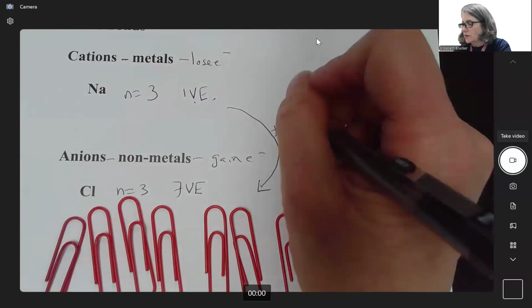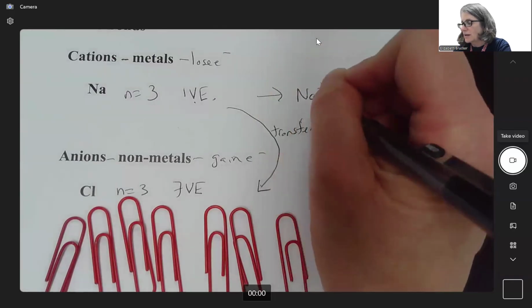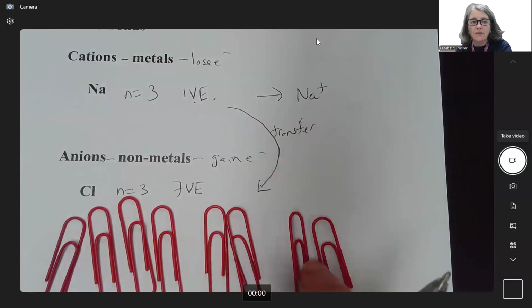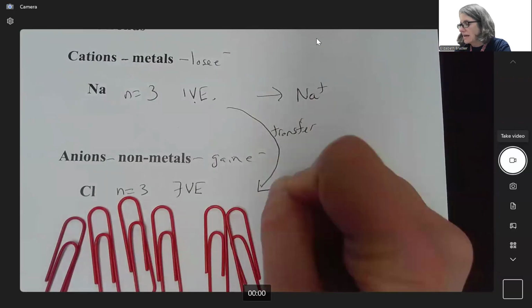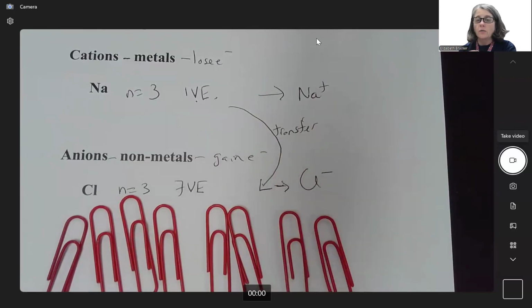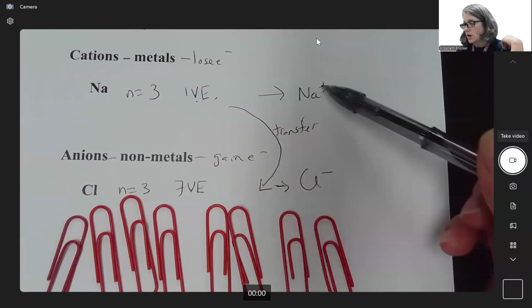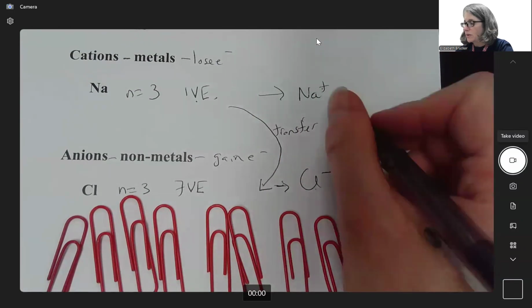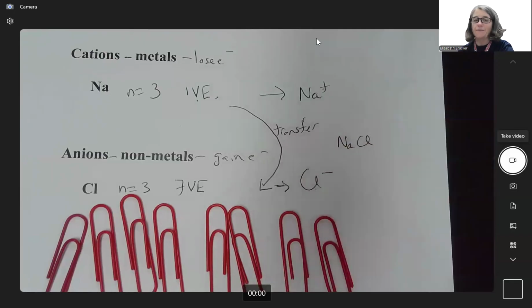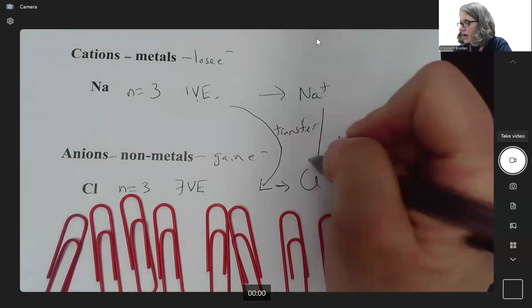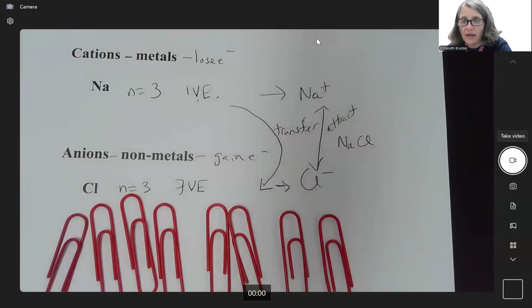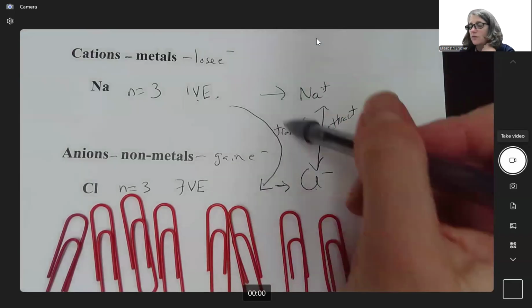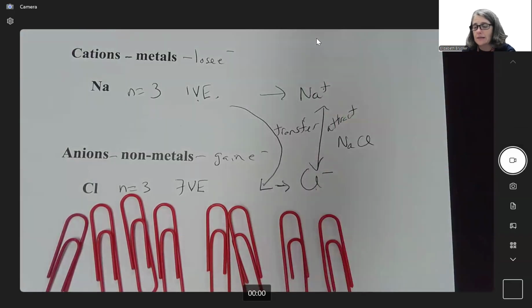Once this transfers, sodium then becomes a sodium ion with a +1 charge. And now that chlorine has an additional electron coming from the sodium, it is now Cl minus. Like we did before when we're making our compounds, we're trying to get these electrically neutral, so we put them together to get NaCl. But really, an ionic bond is the attraction between these two positive and negative charged things. That attraction is really what the ionic bond is, but you need the transfer first in order for that to take place.